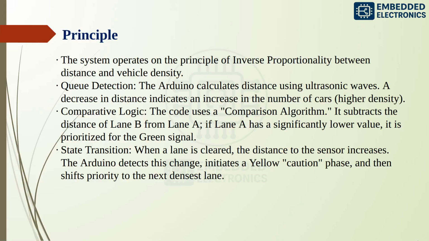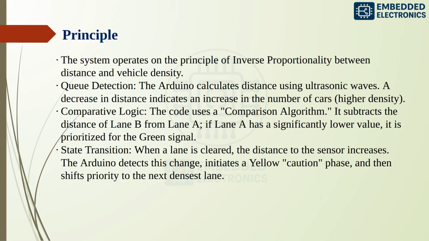Next is the principle. The system operates on the principle of inverse proportionality between distance and vehicle density. So what will this project do? One is queue detection, comparative logic and state transition. The Arduino calculates distance using ultrasonic waves. A decrease in distance indicates an increase in the number of cars, that is, higher density.